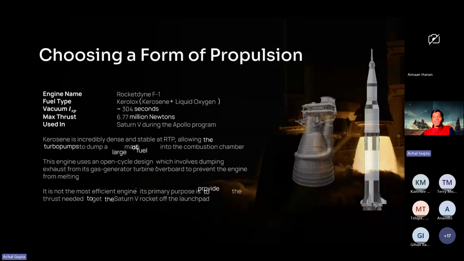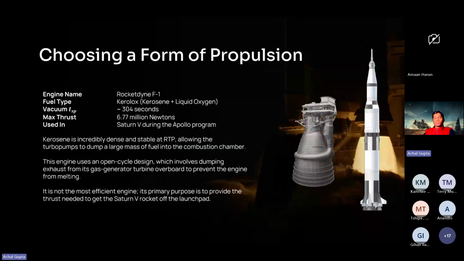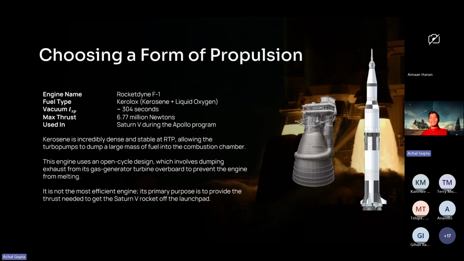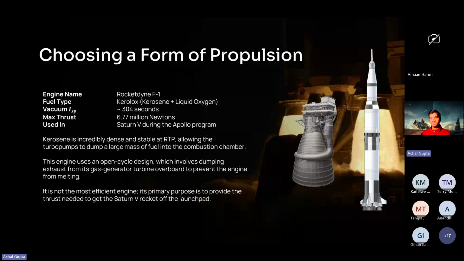Then we have the engines that complement solid rocket boosters on the launch pad. This is the Rocketdyne F1 engine. This is an older form of engine because it was used on the Saturn V rocket during the Apollo program. It uses a fuel called Kerolox, which is just liquid oxygen and kerosene. And as you can see, compared to the solid rocket booster, it doesn't provide a lot of thrust. Compared to 14.7 million newtons, we only have 6.77 million newtons, but we have a higher vacuum ISP.